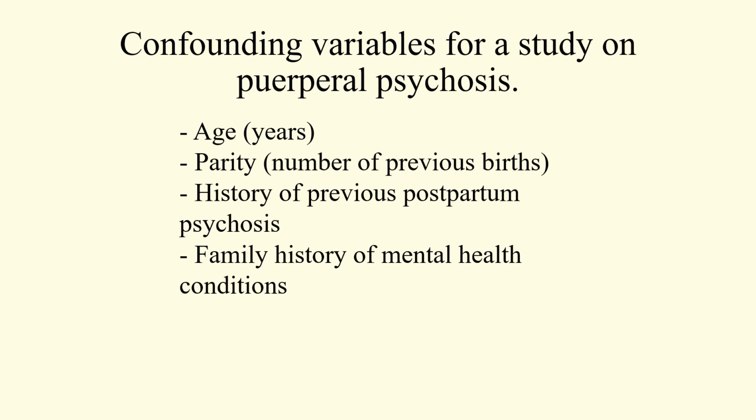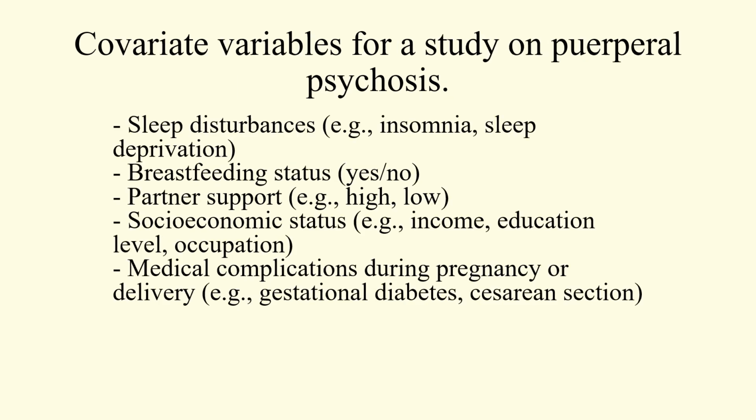There may be some confounding variables or some covariate variables for a study on puerperal psychosis, and these may include age, parity, history of previous postpartum psychosis, and family history of mental health conditions. Sleep disturbances, breastfeeding status, partner support, socioeconomic status, and medical complications during pregnancy or delivery.